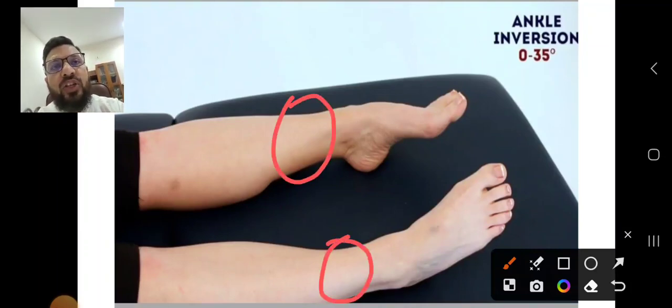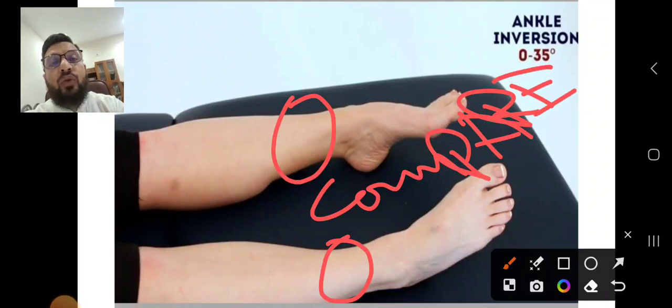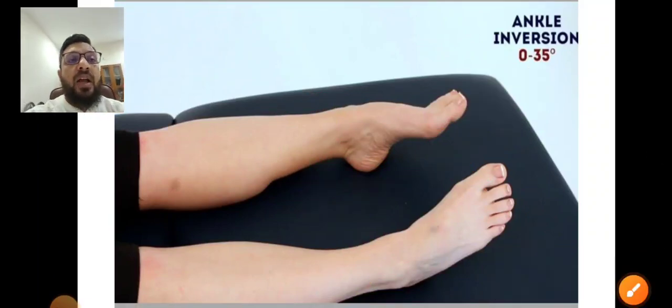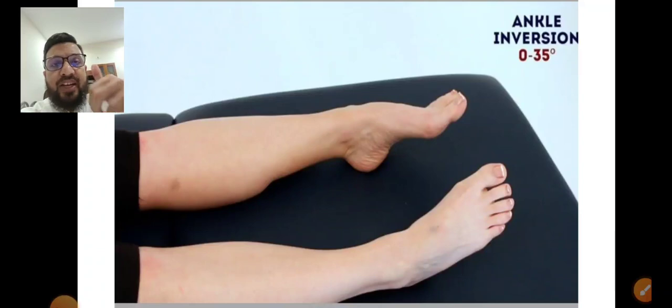and don't forget to compare. So you have to do both things. So three types of motions: dorsiflexion of the ankle joint and plantar flexion, extension and flexion of the big toe, hallucis, and then inversion and eversion.